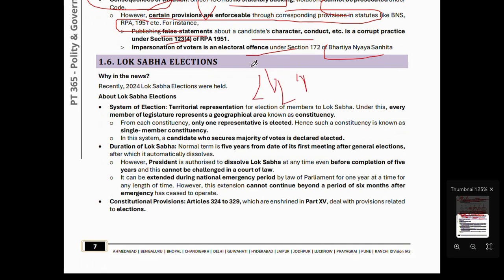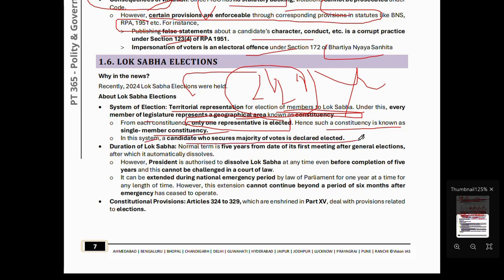Okay, the Lok Sabha is the territorial representation of electors. Every member of the legislature represents a geographical area known as a constituency. From each constituency, only one representative is elected, not more than one. Hence such a constituency is known as a single member constituency. In this system, in the Lok Sabha election, the candidate who secures a majority of votes is declared elected. You know this point, everyone.